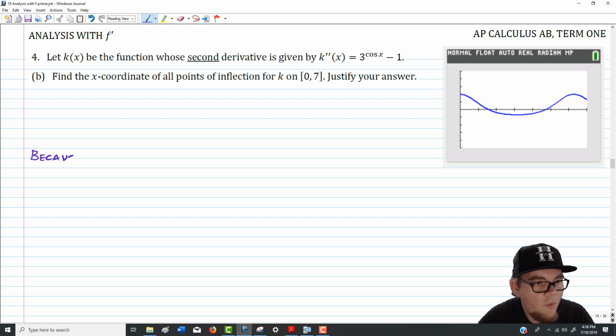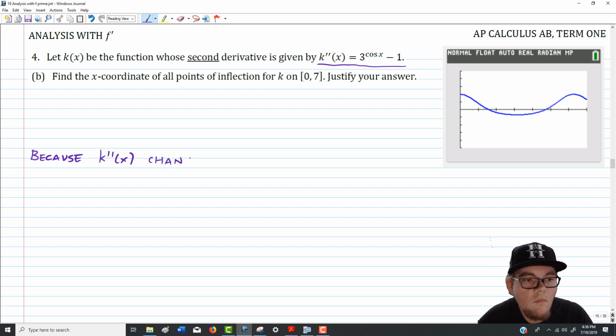So looking here, of course, once again, we're thinking about justification. If we're talking about a point of inflection, we've talked in the past about things like k prime changing between increasing and decreasing. But once again, we're given k double prime this time. So if we want to talk about points of inflection for k using the second derivative, we'd say because k double prime changes signs. In other words, k double prime goes from positive to negative or negative to positive. Doesn't matter which one.